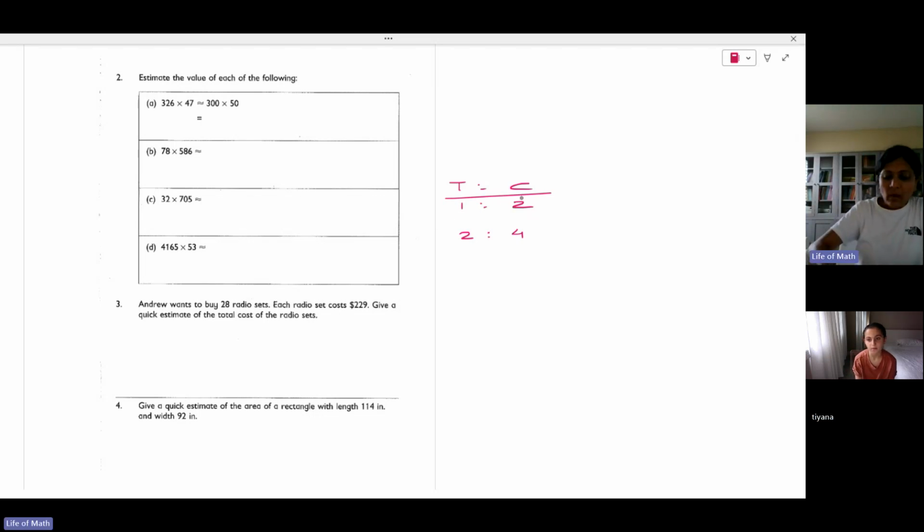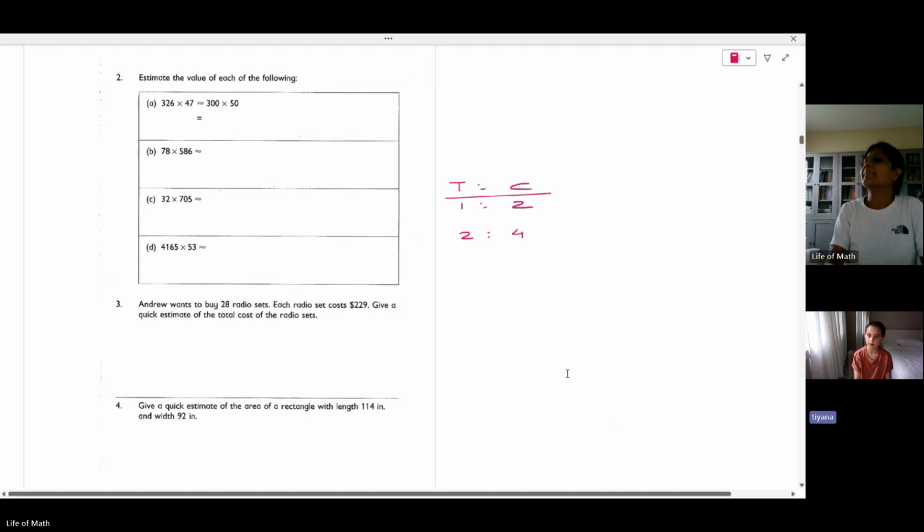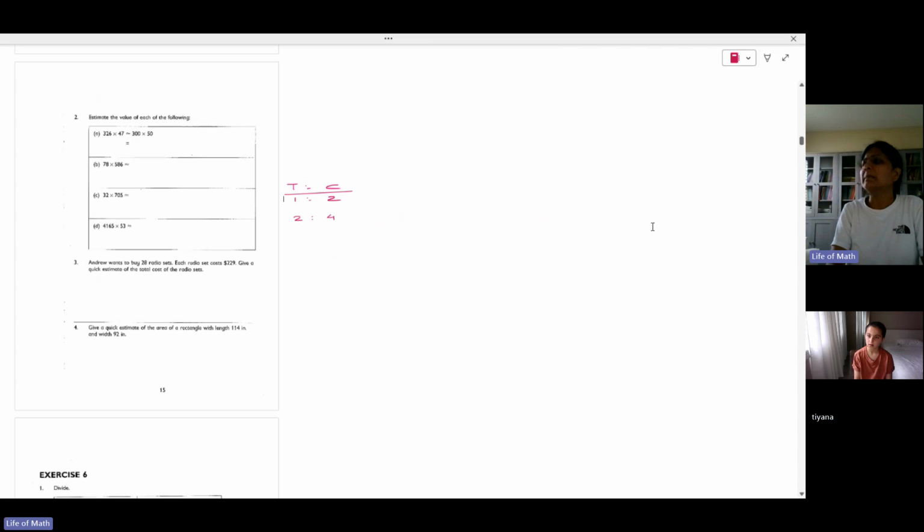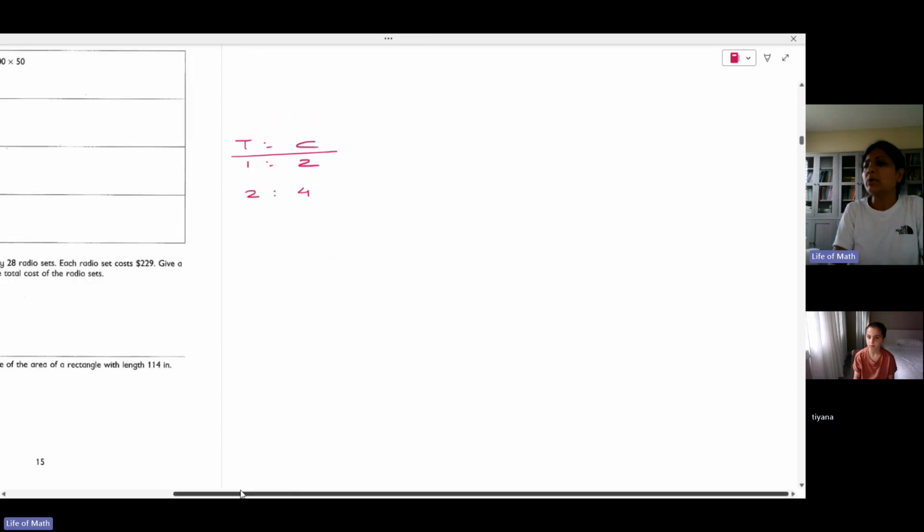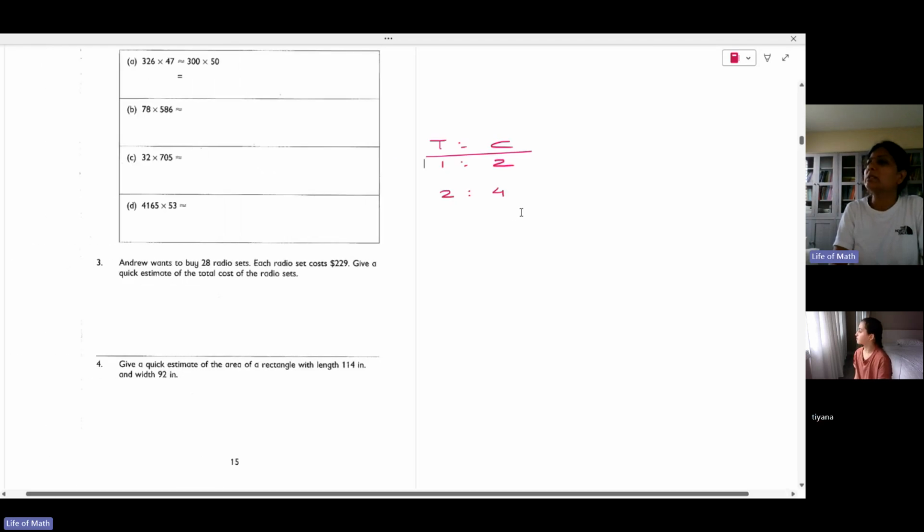Got it? One bed and two pillows. But if there are two beds, then it will be 4 pillows. Is it making sense? Not always doubling. It can be 3 times, it can be half, but it's in that proportion. If every table has three chairs, then if the tables double, the chairs will be 6. Understand?